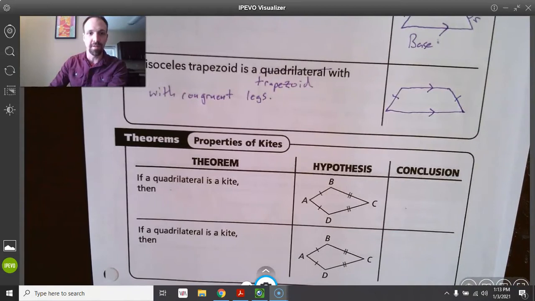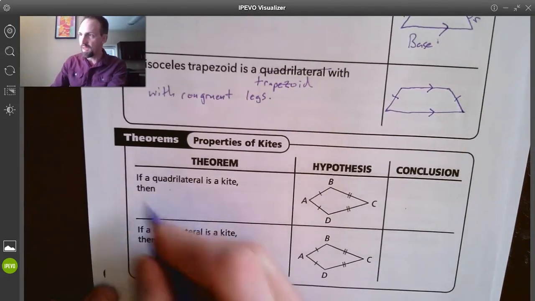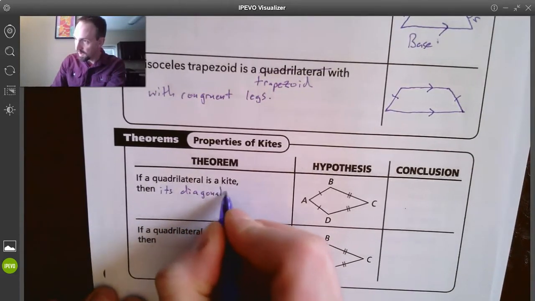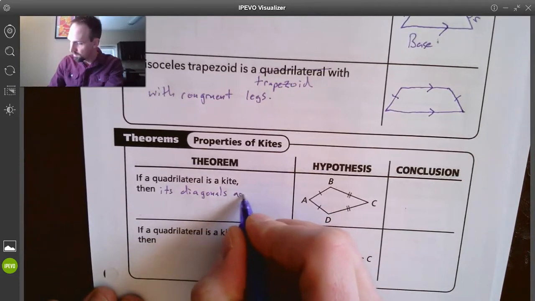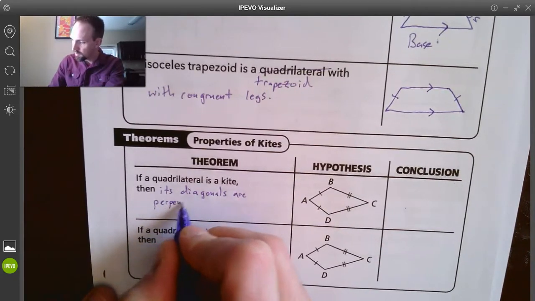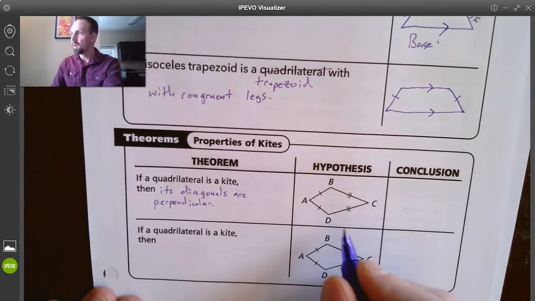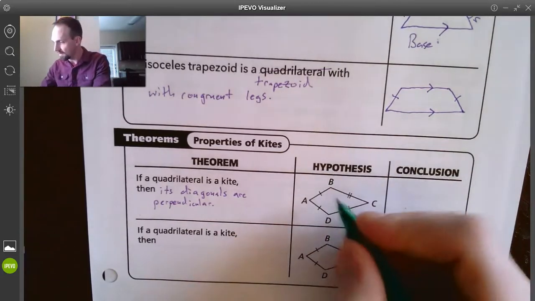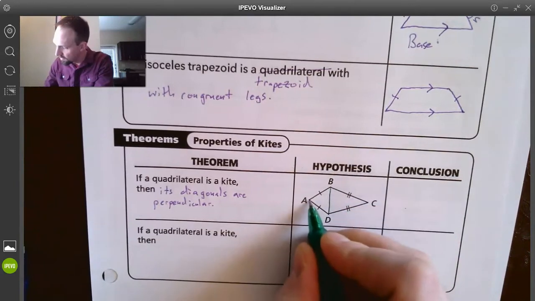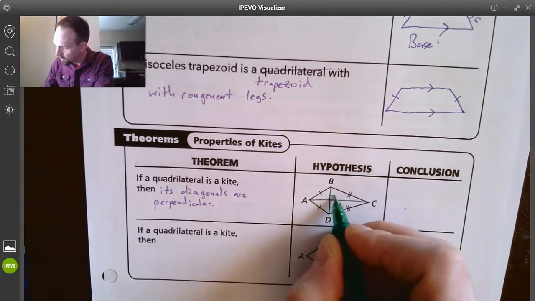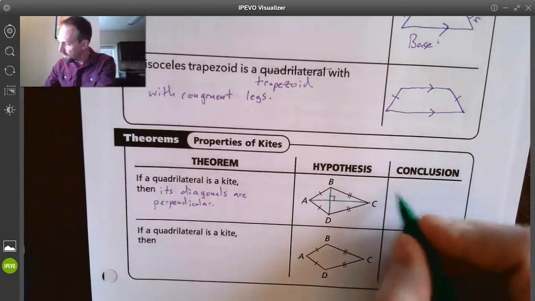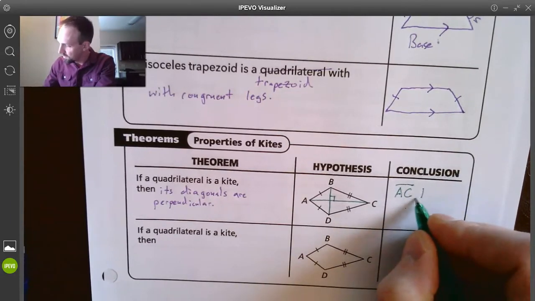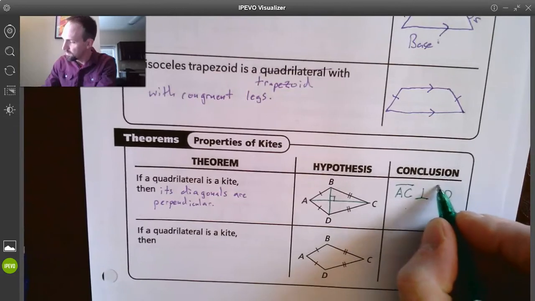So if a quadrilateral is a kite, then its diagonals are perpendicular. Its diagonals are perpendicular. There we go. So I drew the kite here already, so that means that if I connect this side and this side, then what I have is a right angle. So that means that segment AC is perpendicular to the segment BD, like that.